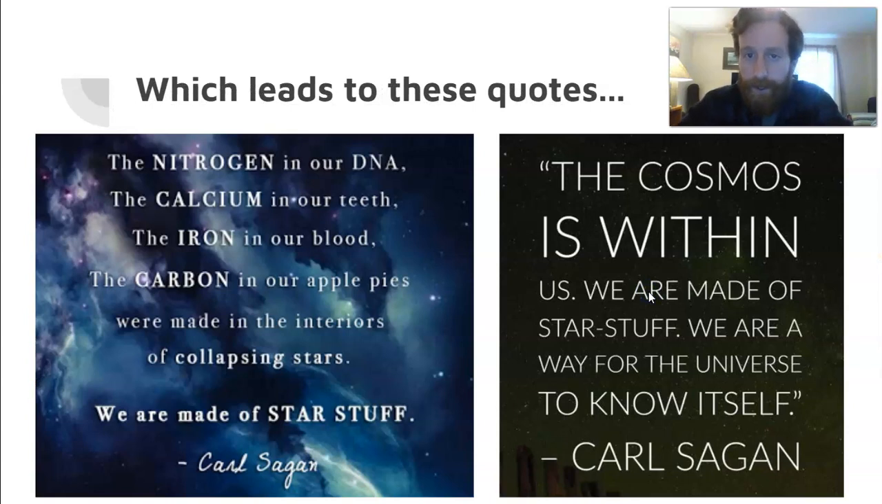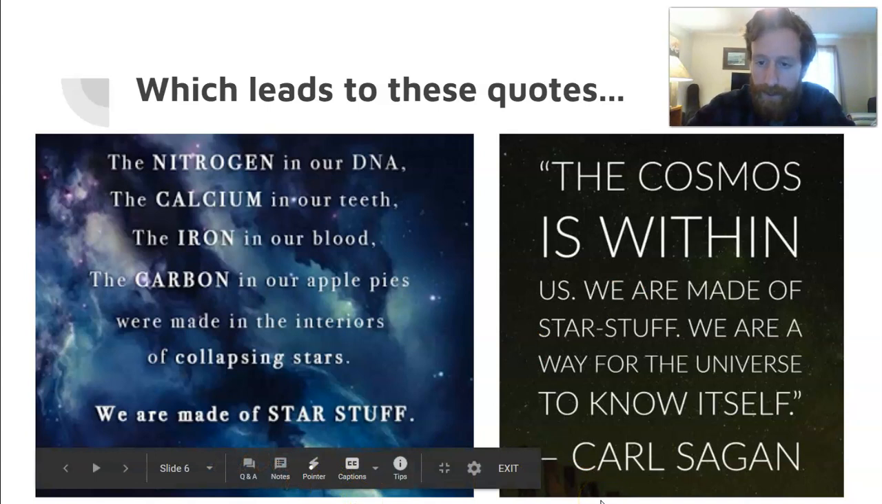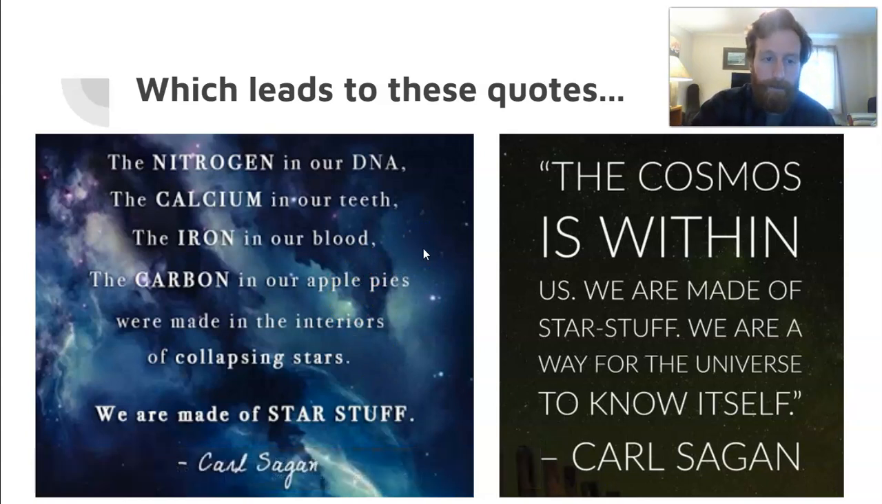So that leads us to a couple of quotes that are my favorites. They're both Carl Sagan quotes, and they're kind of two phrasings of the same concept. The first is, the nitrogen in our DNA, the calcium in our teeth, the iron in our blood, the carbon in our apple pies were made in the interiors of collapsing stars. We are made of star stuff. And the second quote is, the cosmos is within us. We are made of star stuff. We are a way for the universe to know itself.